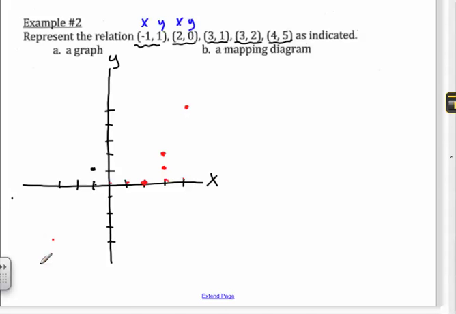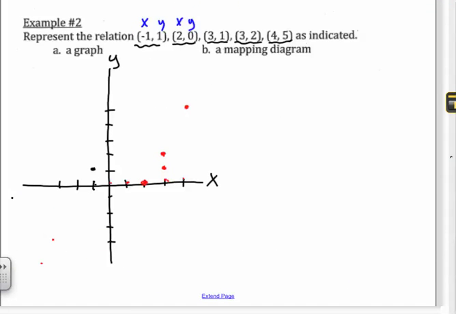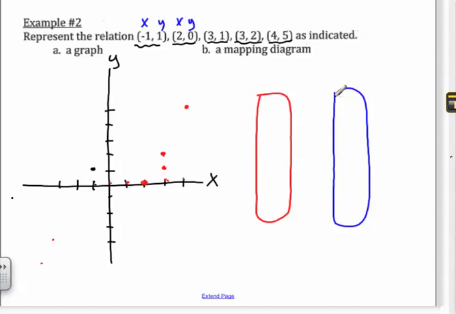Now it says also a mapping diagram. Now you guys may not know what that means, but it's what I showed you in the first example where I have two sets. I have the domain, which is the input, and then the range, like this. So I'm going to put my domains in here. That's the first X, negative 1, second X, 2, third X, 3, fourth X, 3, fifth X, 4. Okay? Now let's put the range, 1, which is the first Y, second Y, third Y, fourth Y, fifth Y.